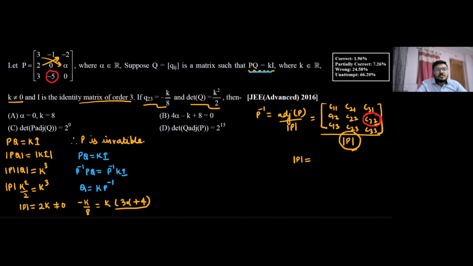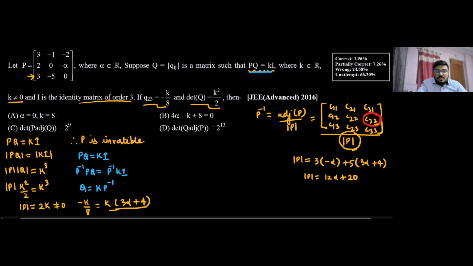Determinant P here is, let us expand using this third column. I can see it, 1 0 is there. So 3 times minus alpha and then plus 5 times 3 alpha and plus 4. Okay. So this determinant P is equal to 15 minus 3 is 12 alpha plus 5 4s are 20. We got the determinant P. Let us write here. So that is going to be 12 alpha plus 20.